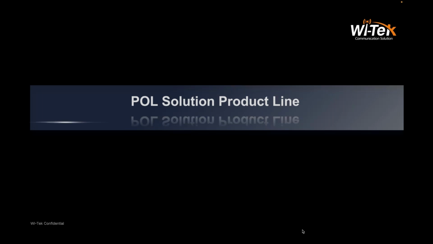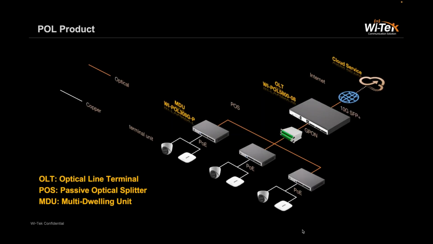And today I want to introduce POL solutions for hotel Wi-Fi and CCTV. First, maybe some people will ask, what is POL? Let me explain. POL is a passive optical LAN. This technology is based on GPON technology, and you can see this topology graph.